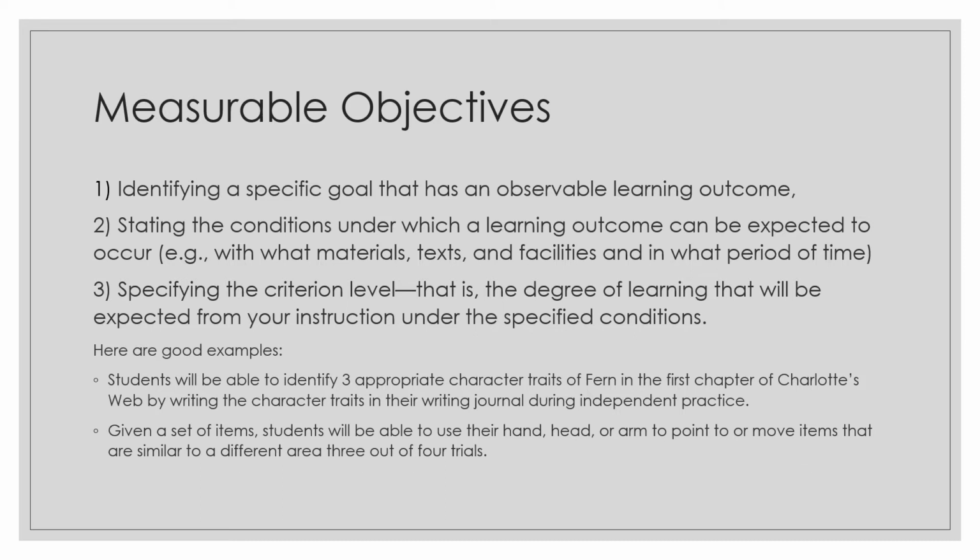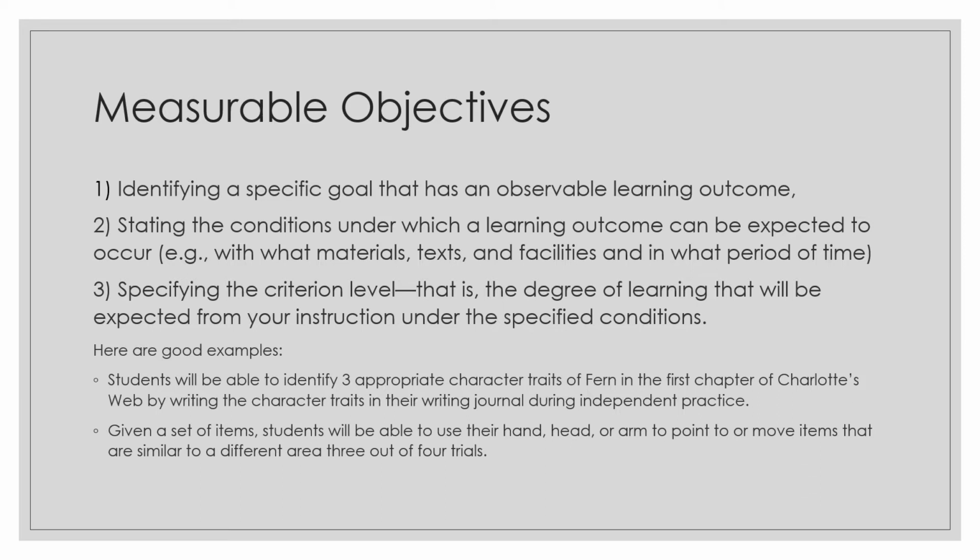Students will be able to identify 3 appropriate character traits of Fern in the first chapter of Charlotte's Web by writing the character traits in their writing journal during independent practice. So the specific learning goal is writing the character traits. The conditions are using the writing journal during independent practice. And then the criterion level is 3 appropriate character traits.